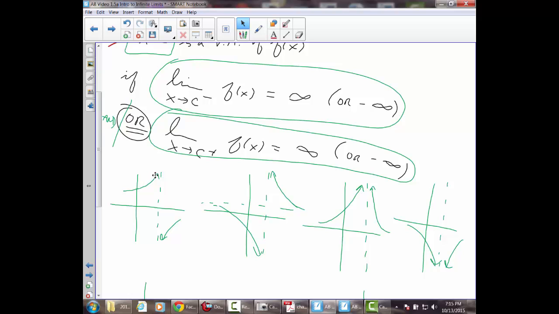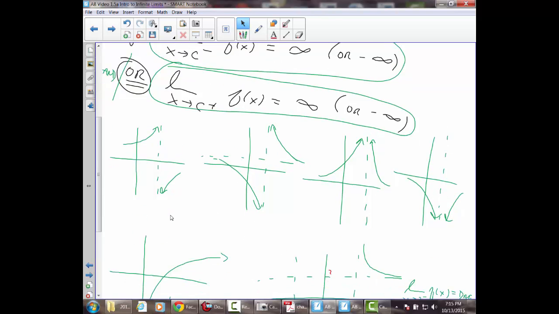As you can see, from the left it's going up to infinity, from the right down to negative infinity, from the left down to negative infinity, from the right up to positive infinity. From the left goes up to positive infinity. Limit as x approaches this number from the right, also positive infinity. Limit as x approaches that number from the left, negative infinity. Limit as x approaches that same number from the right, negative infinity.